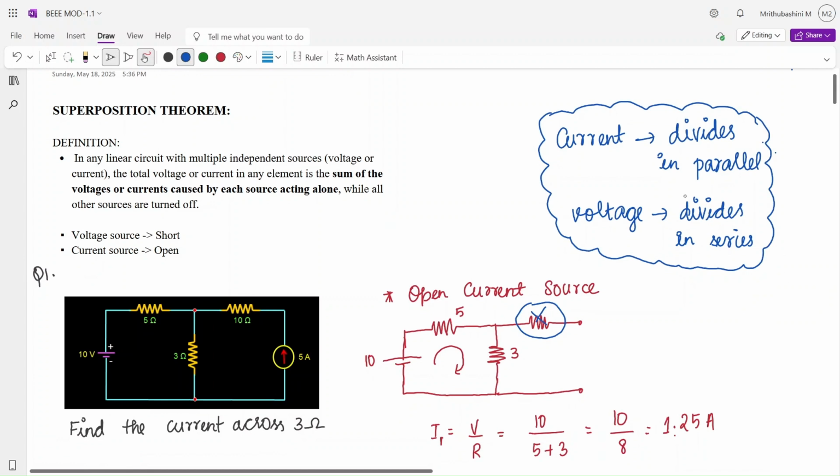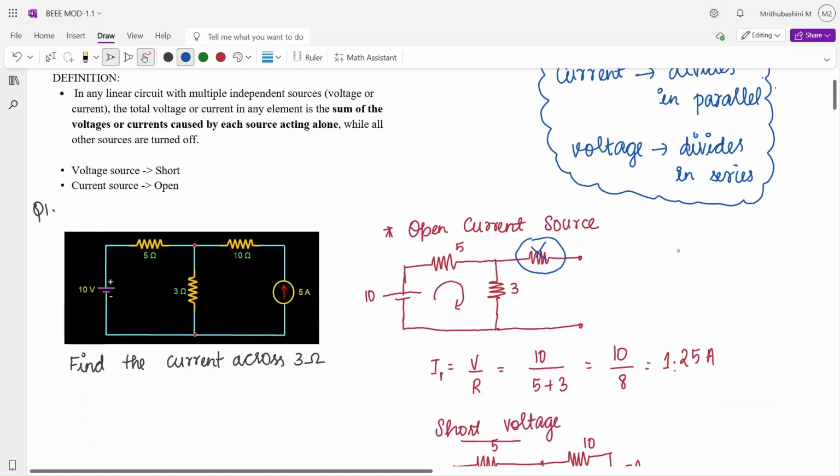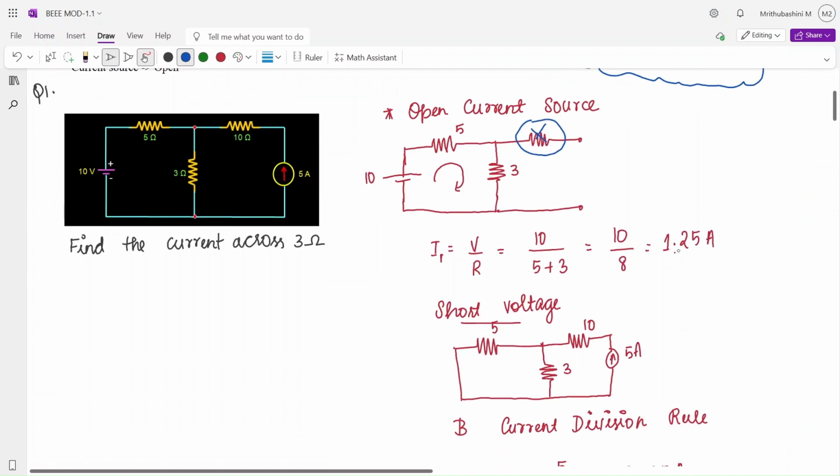The superposition theorem is used when a circuit contains more than one source, like multiple sources. Basically, we make only one source active at a time and switch off the remaining sources, and then we work it out accordingly. We'll understand the superposition theorem by solving a few problems. So let's move on to a problem.